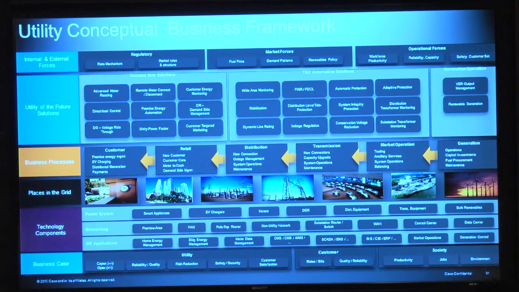We're looking at the wide area network infrastructure. We're looking at the data center environment. We're looking at the field area network. What technologies are going to be relevant in the field area?